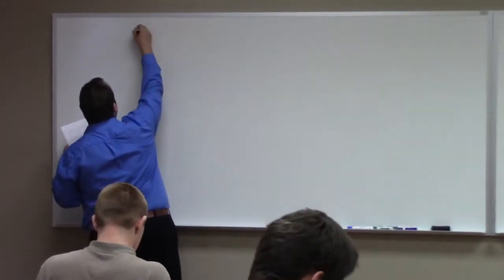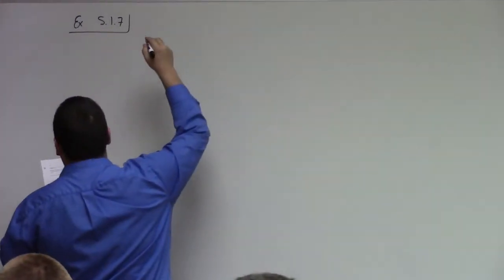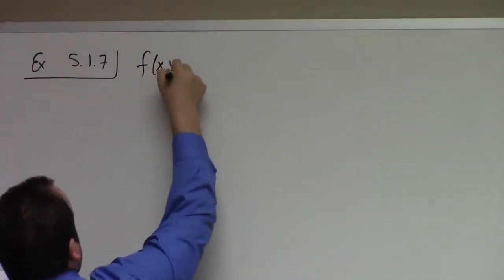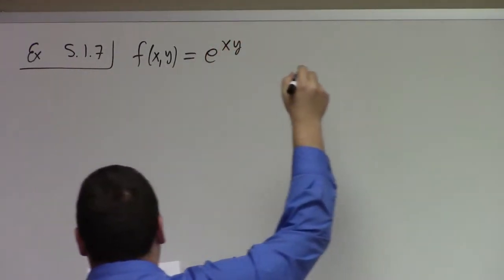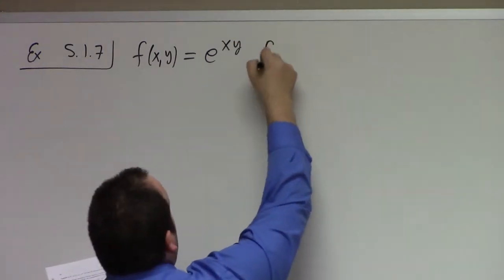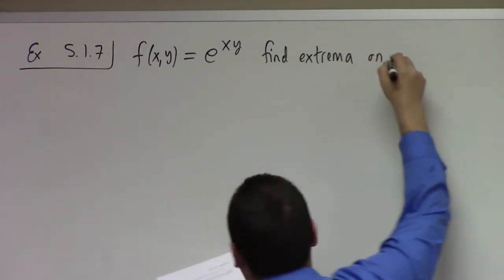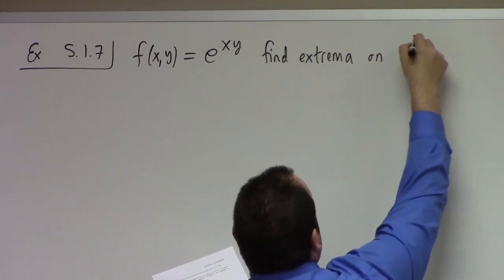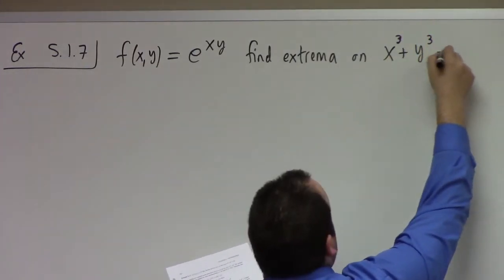Okay, so I've got a couple more examples of Lagrange multipliers to show you. Let me get to them. This is example 5.1.7 in my notes. Our objective function f of x, y is e to the xy, and we want to find the extrema of f on the curve x cubed plus y cubed equals 16.